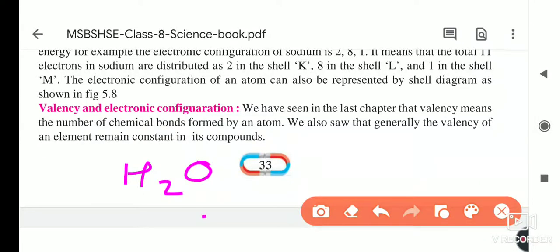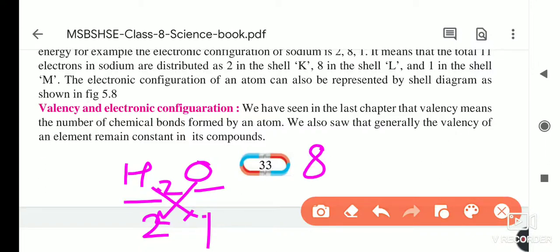H2O. Here H2 and O1. If O is there, it's oxygen, and its valency is how much? Whenever we are writing, this is the easy way given for you. How many hydrogens? 2. How many oxygen? 1. So oxygen's valency is 1, and here 2 hydrogens are there, and hydrogen's valency is 1. In this way we are finding.